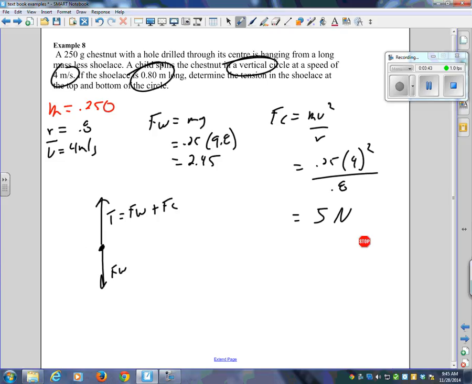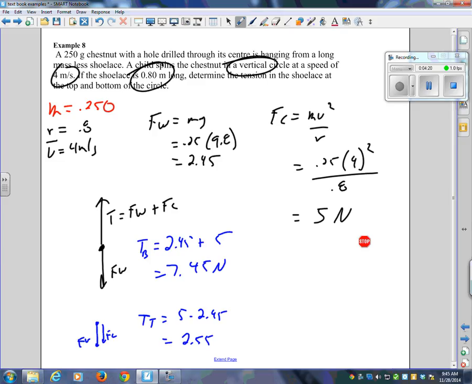So in this case, the tension at the bottom is simply 2.45 plus 5, or 7.45 newtons, right? And that's at the bottom. And the tension at the top, let me draw a new picture here. Because the weight force is down, and the centripetal force is down, weight force provides some of the force for the centripetal force, so the tension can be less. So it's simply going to be 5 minus 2.45, which is 2.55 newtons, right? They make it way more complicated than it needs to be.